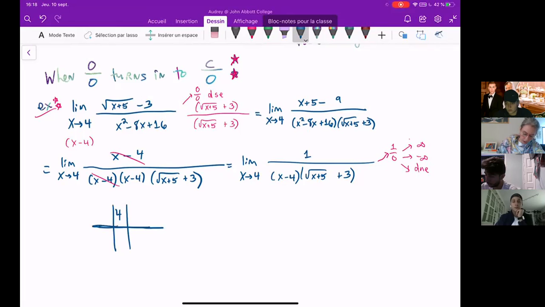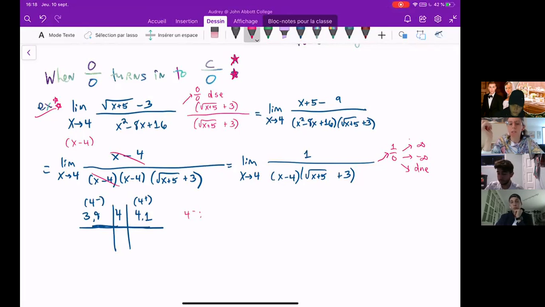3.9. 3.9, and then we'll go with 4.1 over here. So that's 4 from the right and 4 from the left. And we plug these things in. Do I need to plug them into my original thing, or do you think I can plug them into the thing after I canceled? The last one. I can plug into the last one.